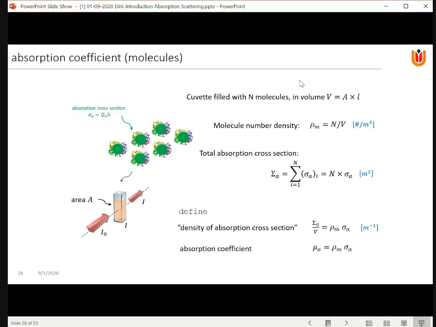All right, three absorption properties, efficiency and cross-section, are related to individual particles or individual molecules, and then the absorption coefficient describes the collective absorption by a number of molecules or a number of particles.